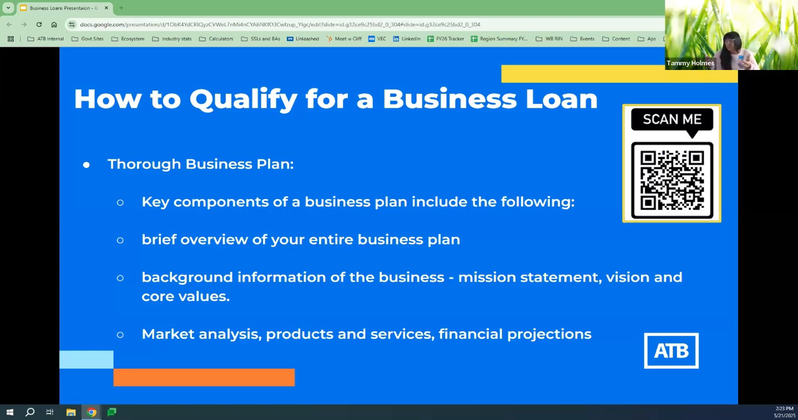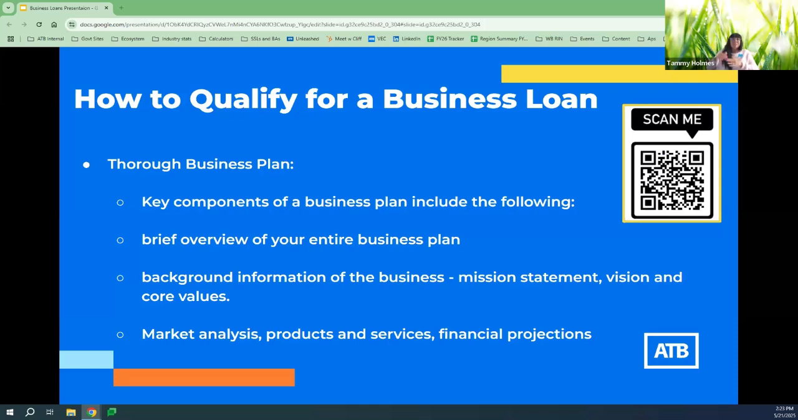Some background information on the business. Do you have a mission statement, a vision, or core values? And mostly what I look at as a business advisor when I'm presented a business plan is market analysis, products and services, and financial projections. Financial projections are very hard.